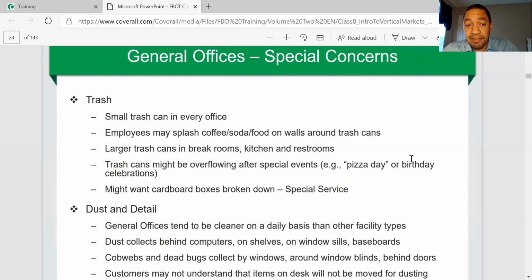And then sometimes they have cardboard boxes that may need to be broken down. Anytime there's cardboard that we have to break down, that's a special service, because it takes time to do that. And we're not paid to break down boxes. We're paid on a time frame to clean the building.